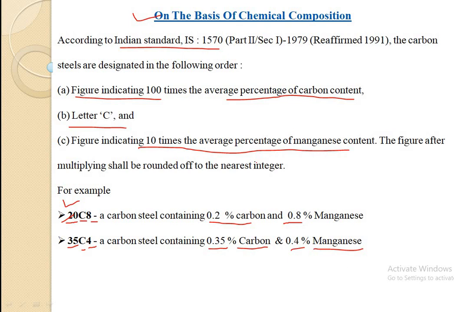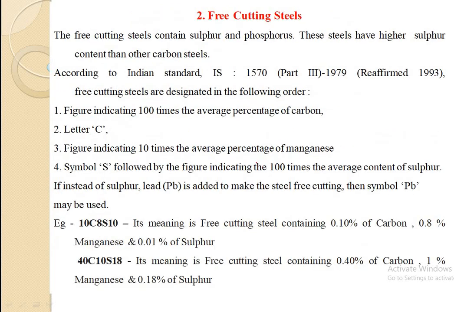Now this is regarding mild steel. The next type of steel is the free cutting steels. In the last two slides we have seen the designation of mild steel on the basis of mechanical properties and chemical composition. Now the next type of steel is the free cutting steel. These free cutting steels are designated on the basis of chemical composition.